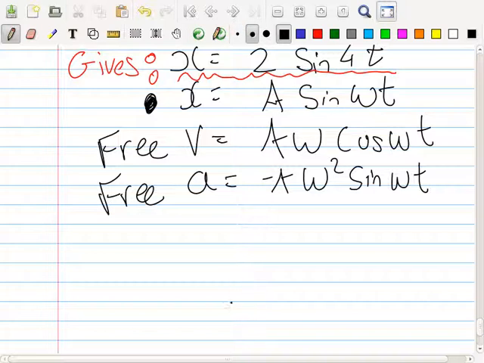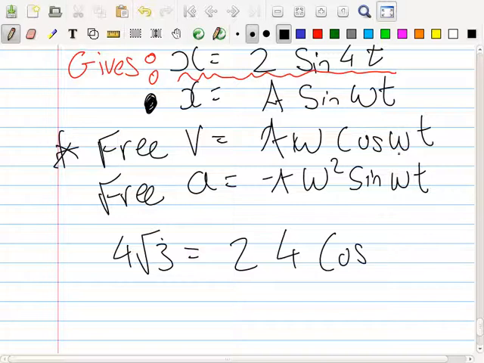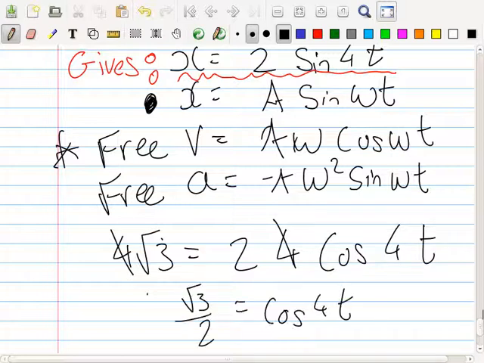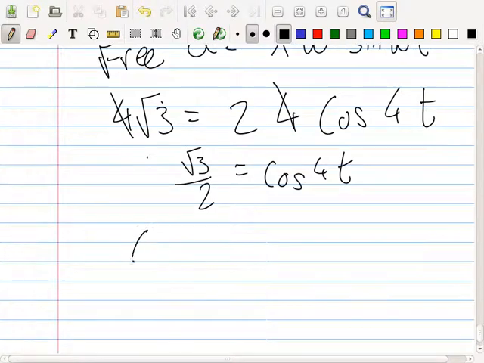Okay, so he wants the A if the V is 4 root 3. So I use this formula. 4 root 3 equals, what's big A? 2. Omega? 4. Cos omega 4t. So I get 4 cancel. Root 3 over 2 equals cos 4t. So t is cos inverse root 3 over 2.